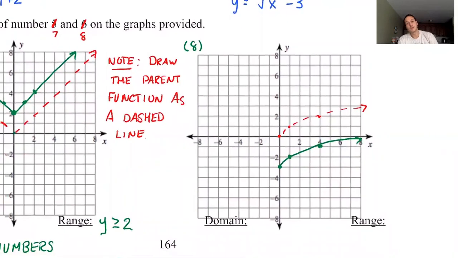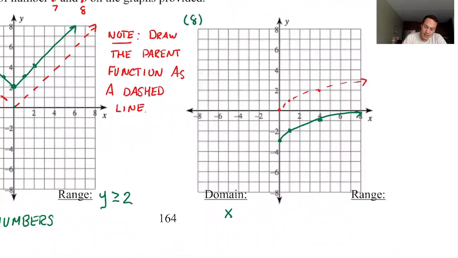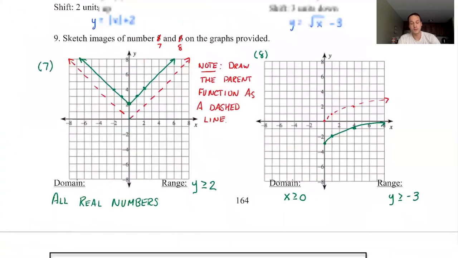My domain, I shifted down. So again, I did not affect my domain. This is going to stay x is greater than or equal to 0. My range, I did change. I moved it down 3. So it was y is greater than or equal to 0, but now it's going to be y is greater than or equal to -3. So just keep that in mind, ladies and gentlemen, okay? These are our vertical shifts. Vertical shifts do not affect the domain at all. They only affect our range.